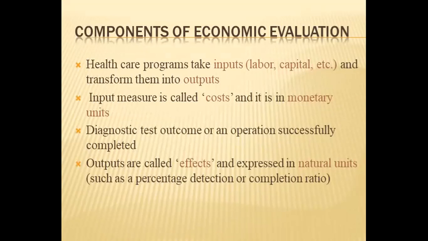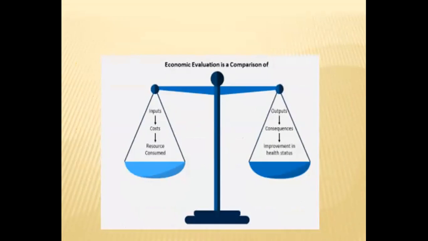Components of economic valuation. Healthcare programs take inputs in the form of labor and capital, and transform them into outputs. Input measure is called cost, and it is mostly in monetary units or in the form of money. Outputs may be a diagnostic test outcome or an operation successfully completed. Outputs in the economic valuation in health economics are called effects and expressed in natural units such as percentage detection or completion ratio. For example, inputs are cost and resources consumed, and outputs are consequences, which may be an improvement in health status.